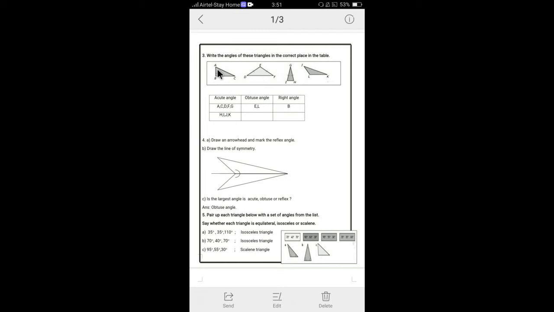If we describe this first triangle, in the first triangle, angle A you can see is less than an L shape, less than 90. Less than 90 means acute. So inside the box A, we have written acute angle. B number, L shape, so right angle. In the right angle, I have written B.